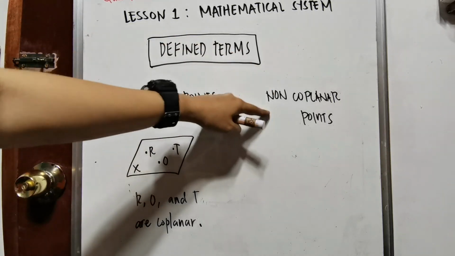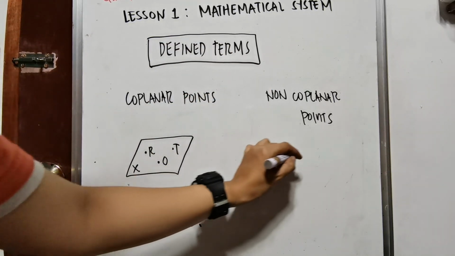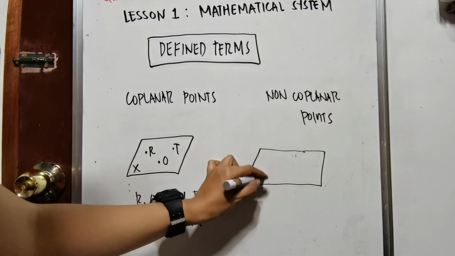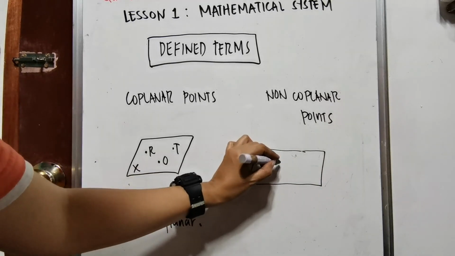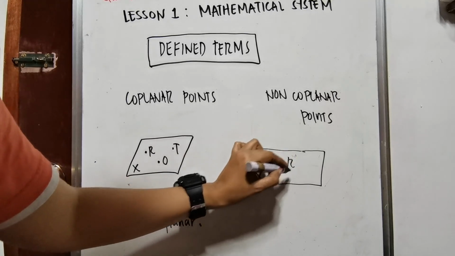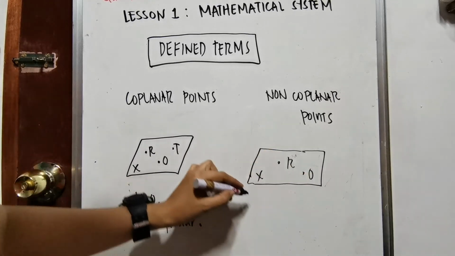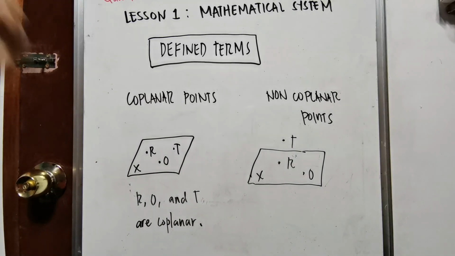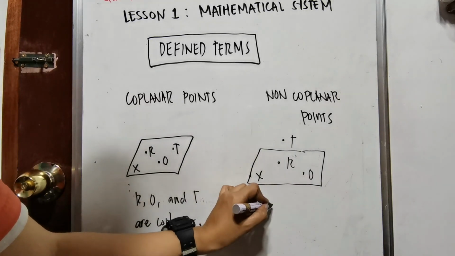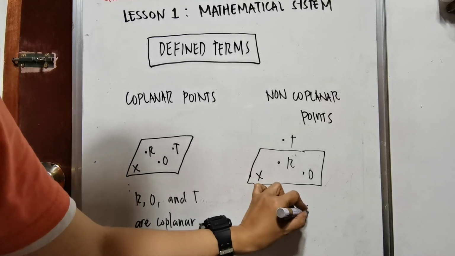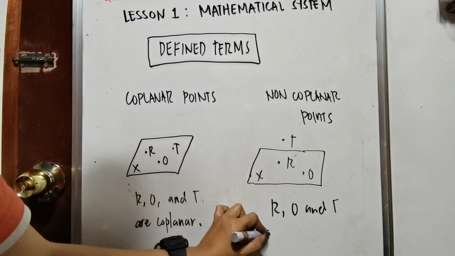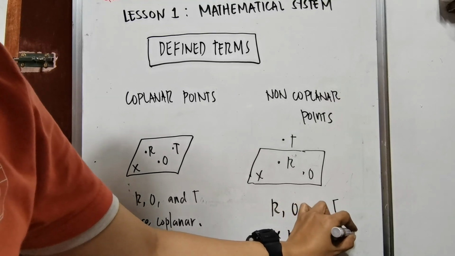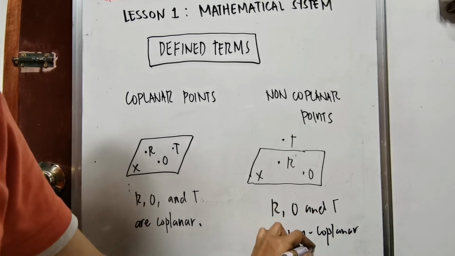Pag sinabi naman nating non-coplanar points, let's say we have the same plane, plane X, and then we have 2 points inside this plane, and the other point is outside. Meaning, points R, O, and T are non-coplanar points.